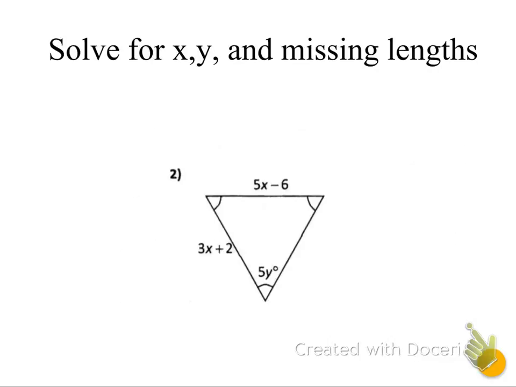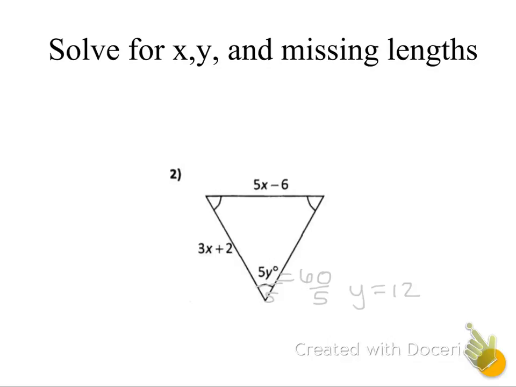Okay, this one, if all of the angles are equal, that means it's equilateral and equiangular. So if all of my angles are equal, that means it should be 60 degrees. All my angles should be. So if I set this equal to 60 and divide by 5, my y is going to represent 12.